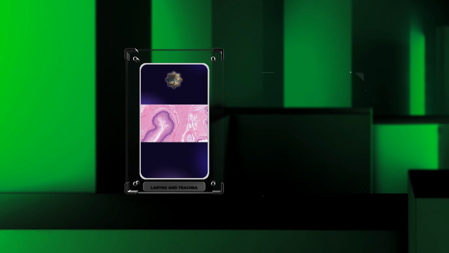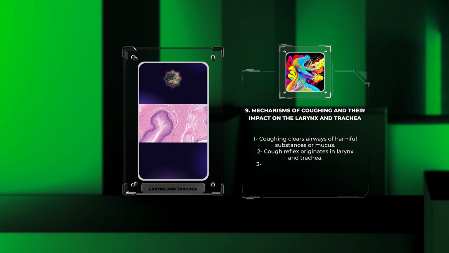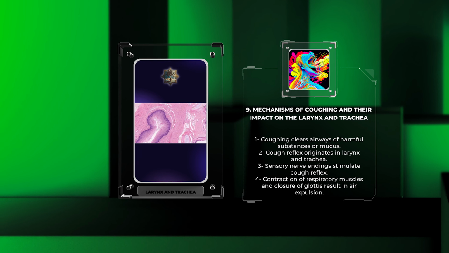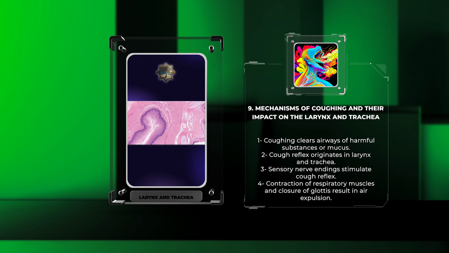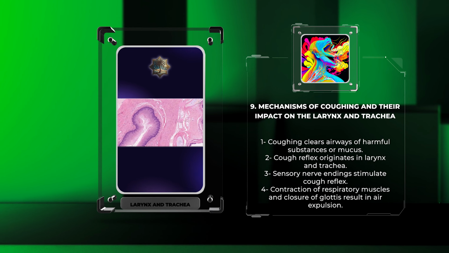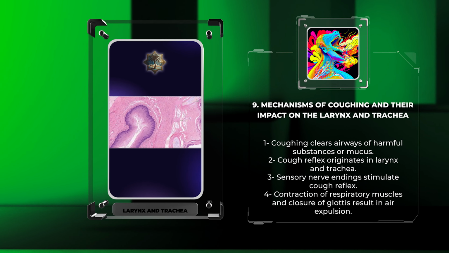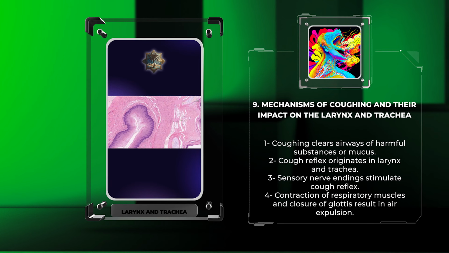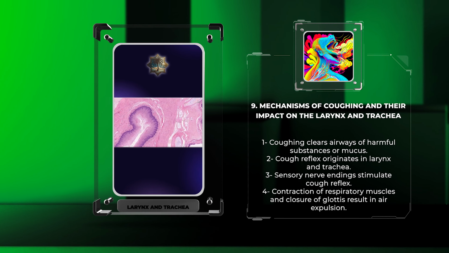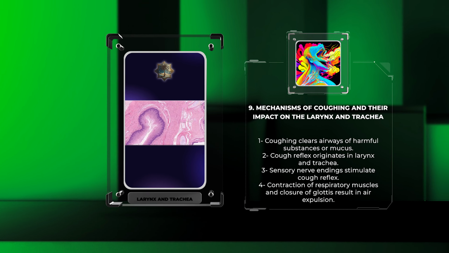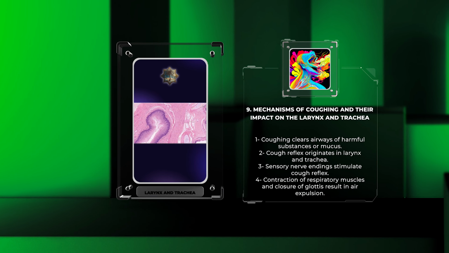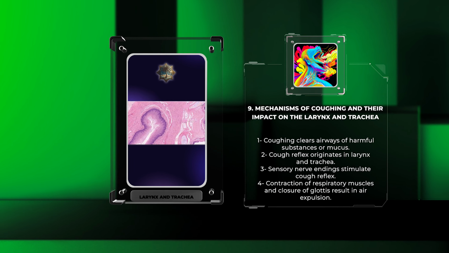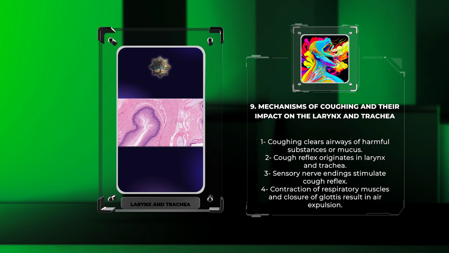Coughing serves as a protective reflex to clear the airways of potentially harmful substances or excessive mucus. The cough reflex originates in the larynx and trachea due to the stimulation of sensory nerve endings. Once initiated, an orchestrated series of events, involving the contraction of respiratory muscles and closure of the glottis, results in explosive expulsion of air. Repeated coughing episodes can have an impact on the larynx and trachea, leading to inflammation and structural changes.